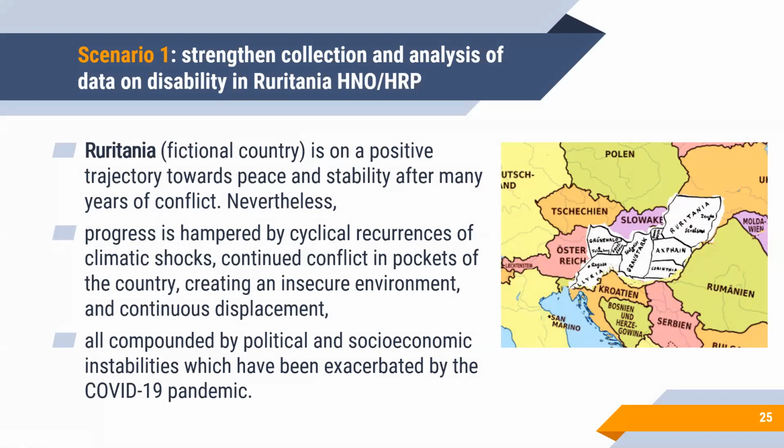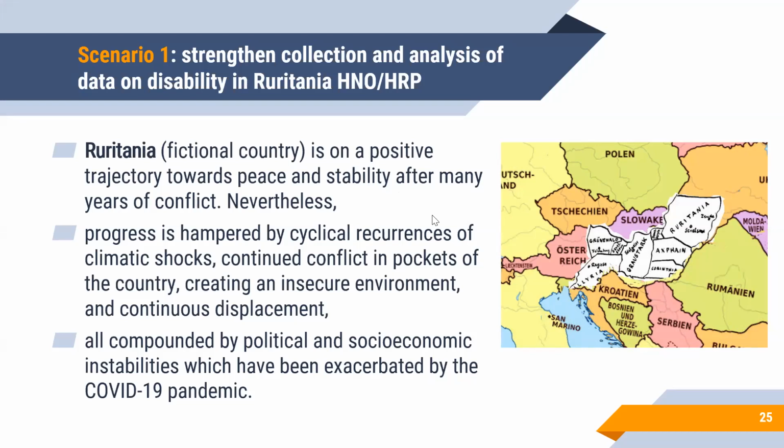So in scenario one, we want you to think about strengthening the collection and analysis of data on disability in this fictional country that seems to be close to Italy called Ruritania. And they're working on their HNO and HRP in the current humanitarian program cycle, and let's give them some help.